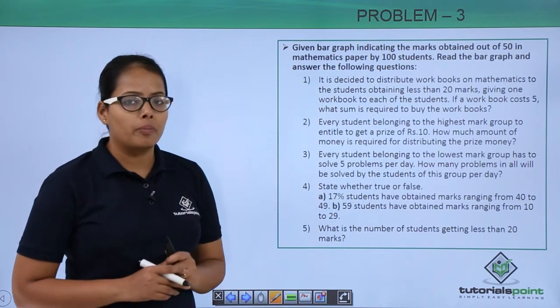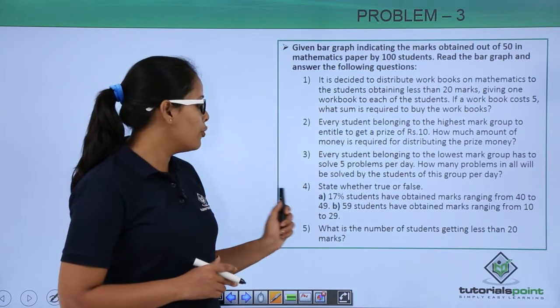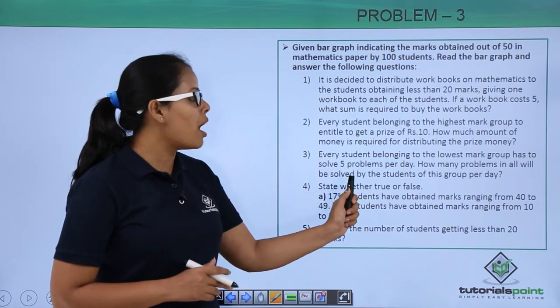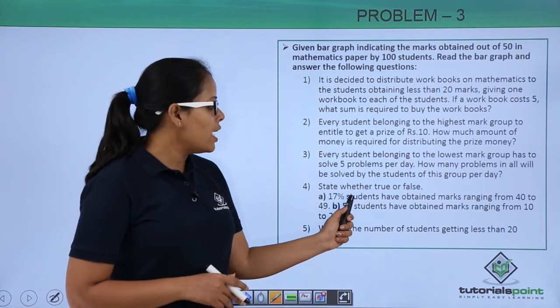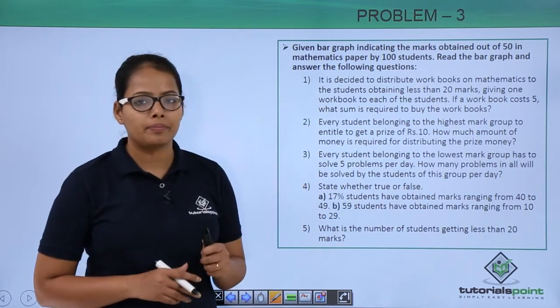In the fourth problem, they are asking to state whether true or false. In the first part, they are asking: 17% students have obtained marks ranging from 40 to 49. B. 59 students have obtained marks ranging from 10 to 29.